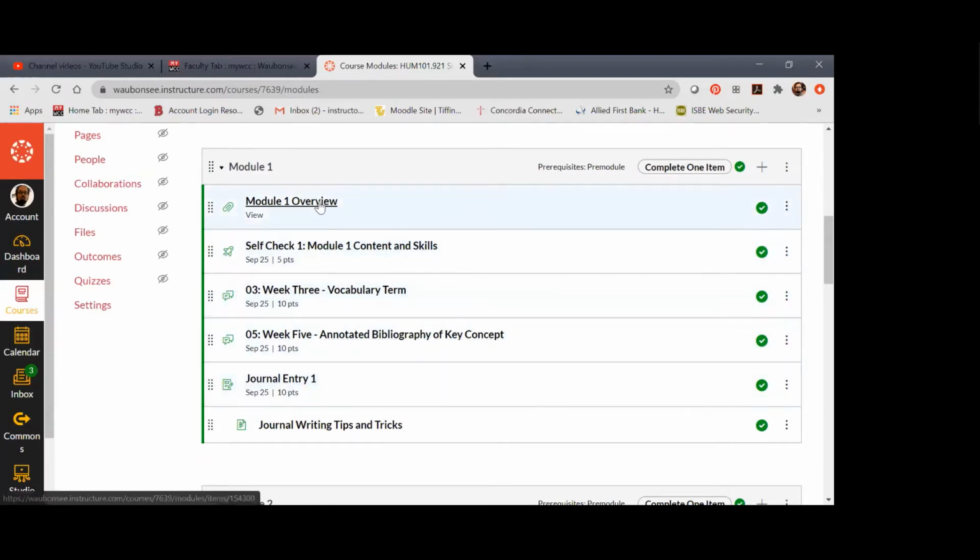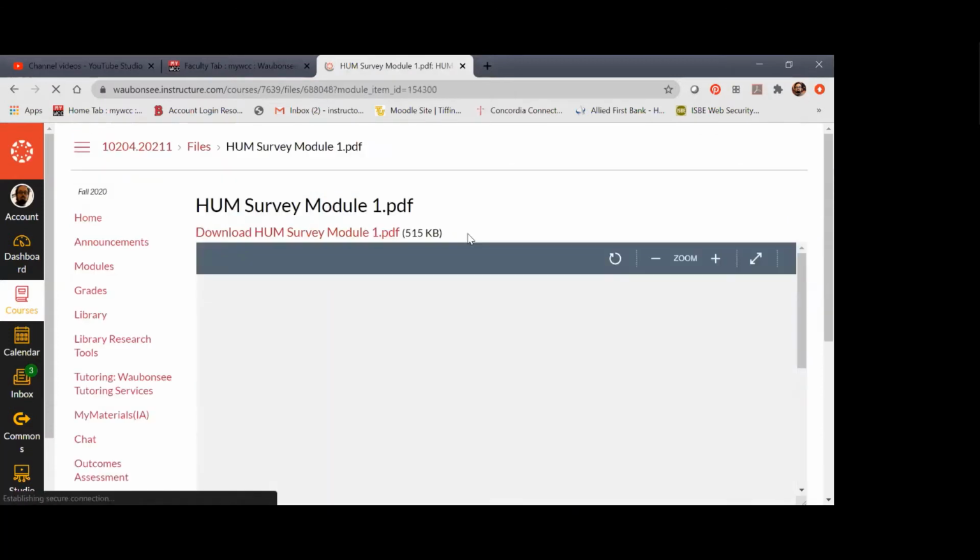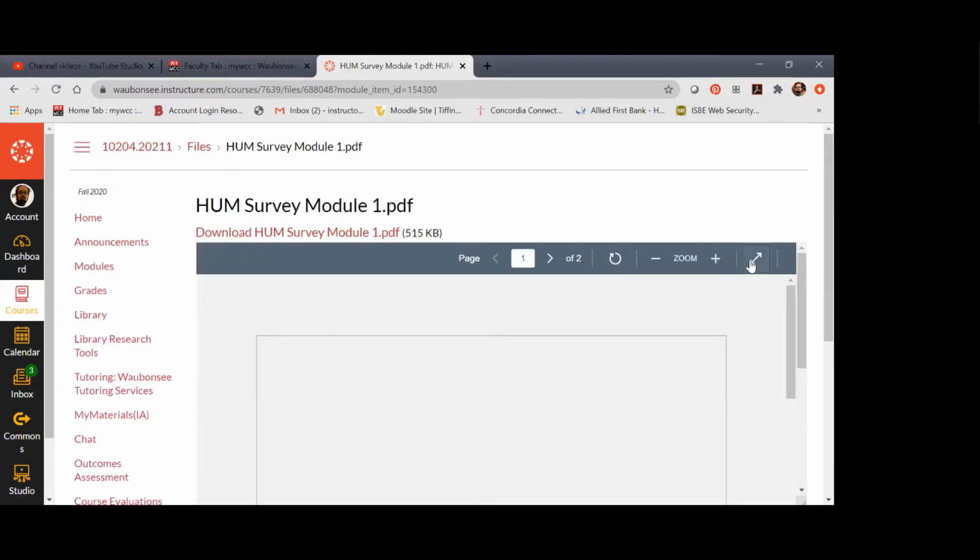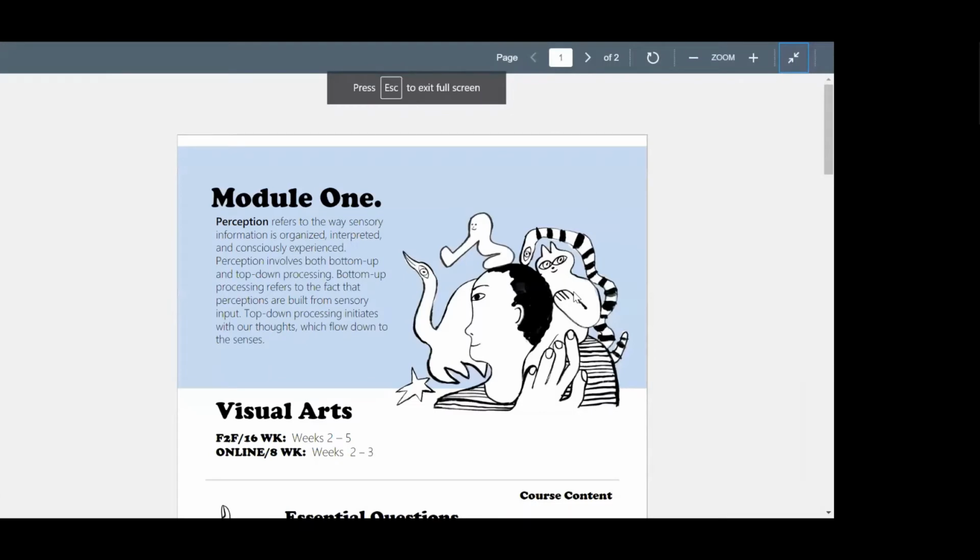So we're going to start with the module overview document. And you'll see when you pull this up, it walks you through the entire module. So Module 1 is a 4-week module. It starts week 2 and ends week 5. And we'll be discussing the visual arts and specifically how we perceive the visual arts. So we're looking at what perception is and how it's a process and really the psychology behind art.